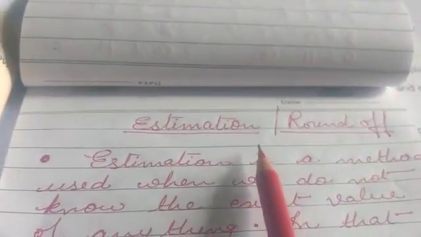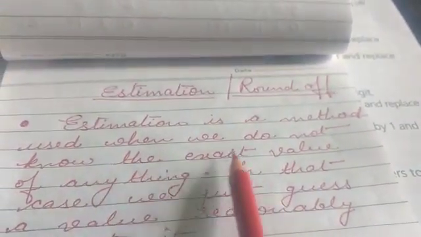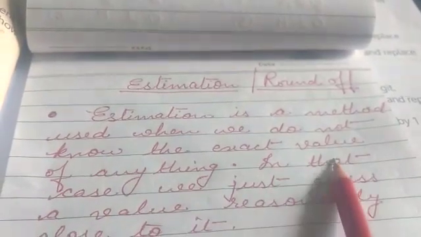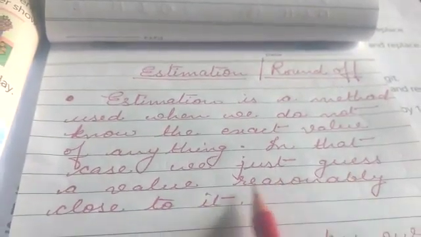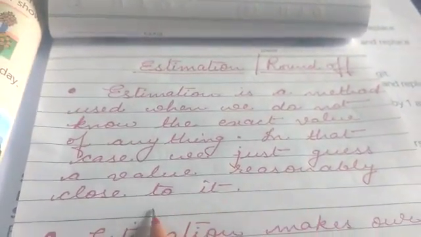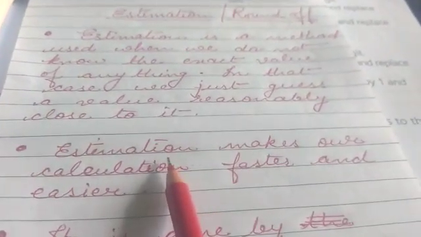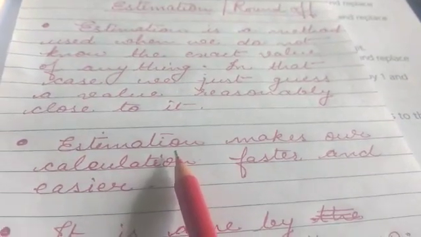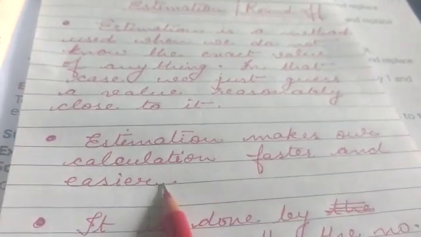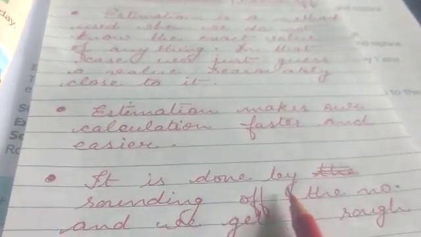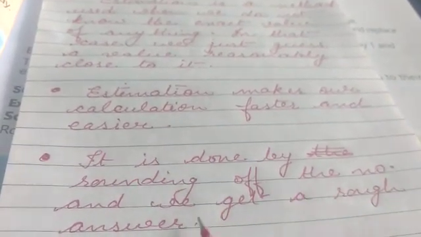Now, what is estimation? Estimation is a method used when we do not know the exact value of anything. In that case, we just guess a value reasonably close to it. Now, why do we need estimation and what is its use? Estimation makes our calculation faster and easier. It is done by rounding off the number and we get a rough answer.